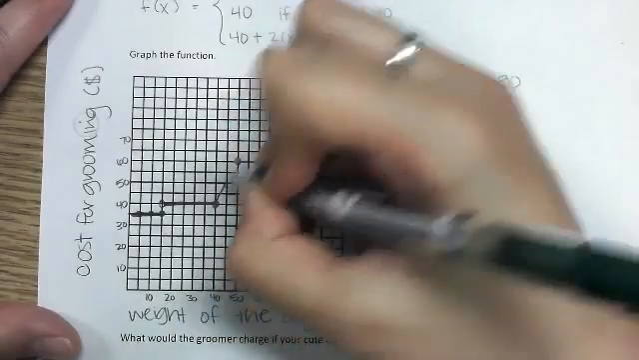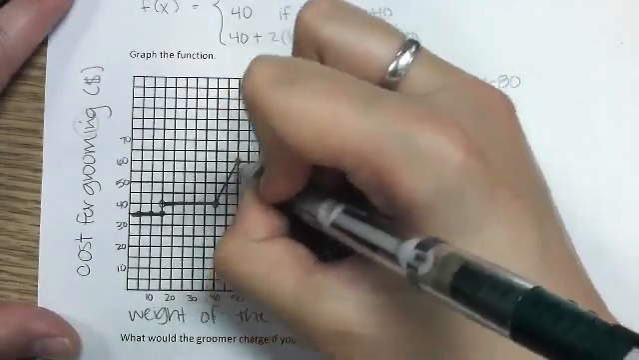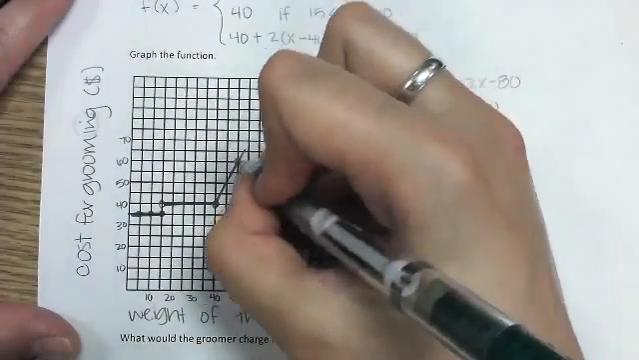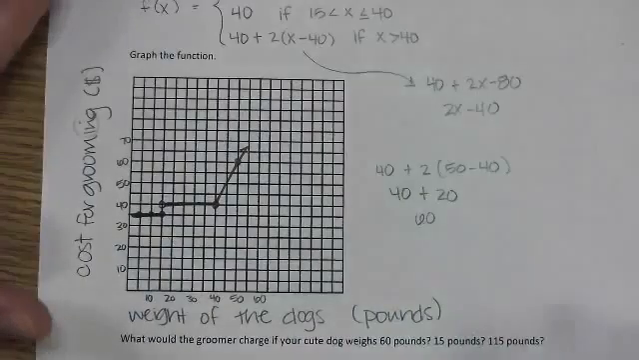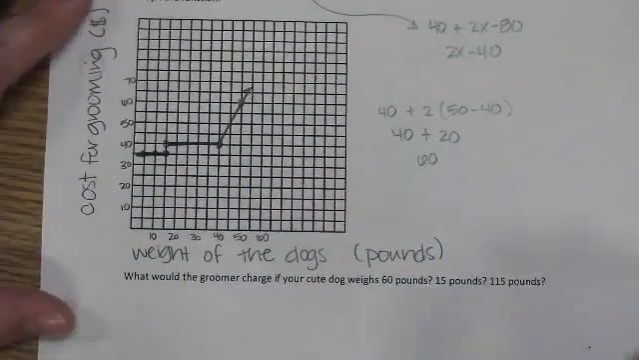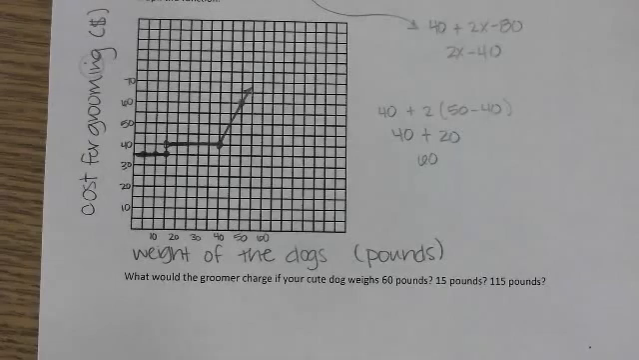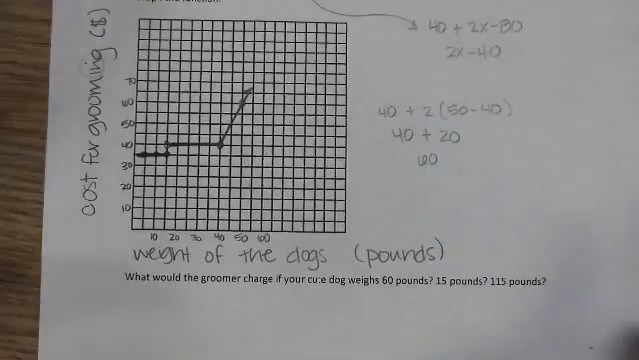And then we'll go ahead and say this part continues forever, right? Anything greater than 40, so we're going to go up. Put an arrow. I guess not forever. There's probably a point where you don't have dogs that are bigger than that, but we basically have it.